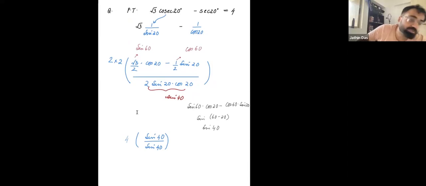Worksheet maybe will be there. As soon as you finish, I will give you the logarithm worksheet, after that a few questions you will have to do, and after that we'll do the trigonometry worksheet.